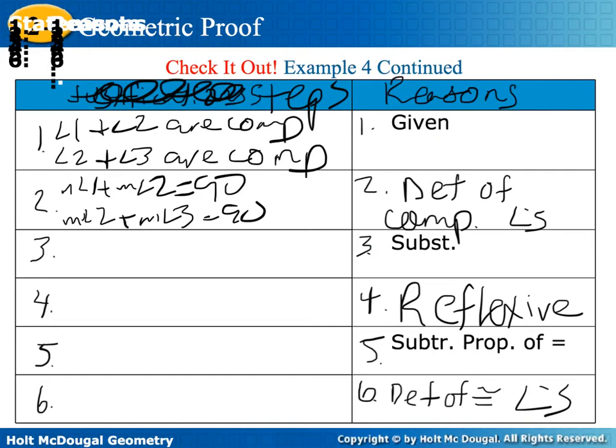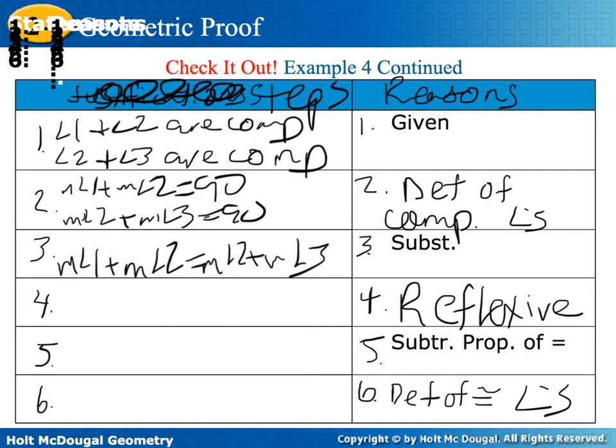So anytime I see this, I can substitute. Angles 1 and 2 equal 90, 2 and 3 equal 90. So because these both equal 90, I can put 2 and 3 in for 90, because I've said that these are equal. So now I'm going to write measure of angle 1 plus measure of angle 2 equals measure of angle 2 plus measure of angle 3 by substitution. So I've subbed in the fact that 2 plus 3 equals 90 into this 90.